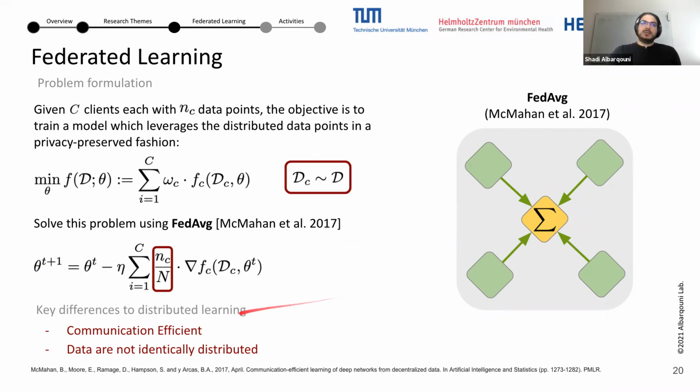Two key differences to distributed learning though. First, it's communication efficient because you don't need to pass the model parameters to all the clients. Instead, you can just simply pick a few clients. Second, the data are not identically distributed.